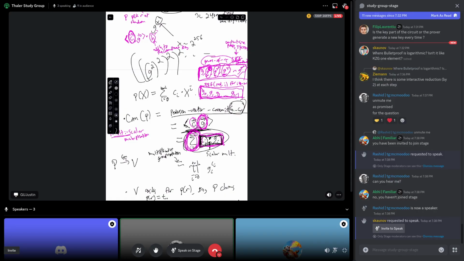Okay, so basically the B and G values that are public, randomly chosen on the curve and known to both parties, are still applied to each coefficient separately on the prover side, and then the prover just adds them up and creates one single commitment. That's exactly right.